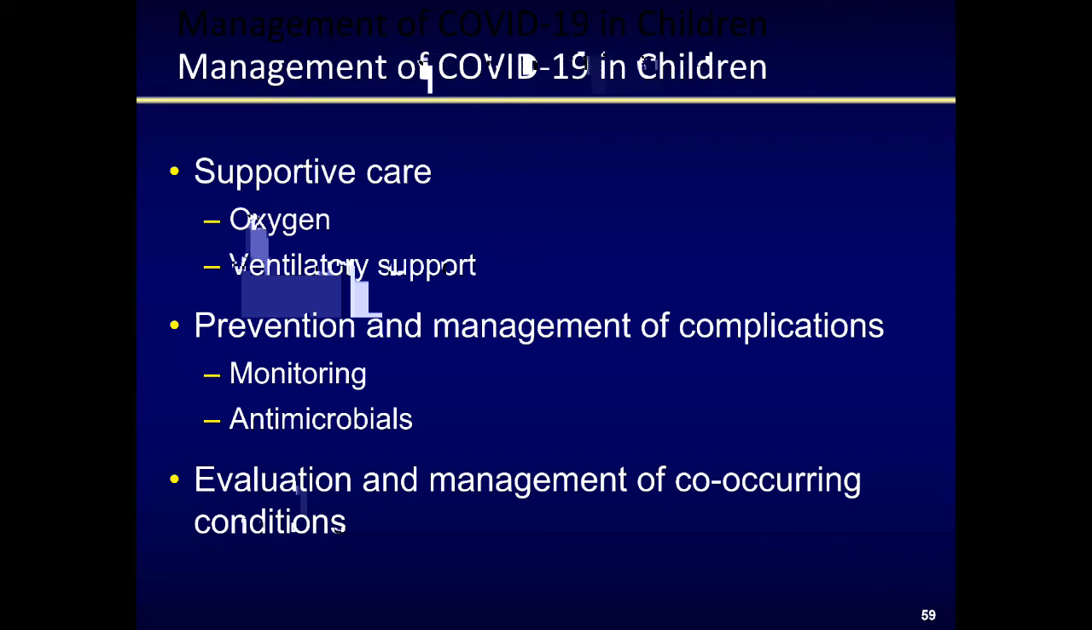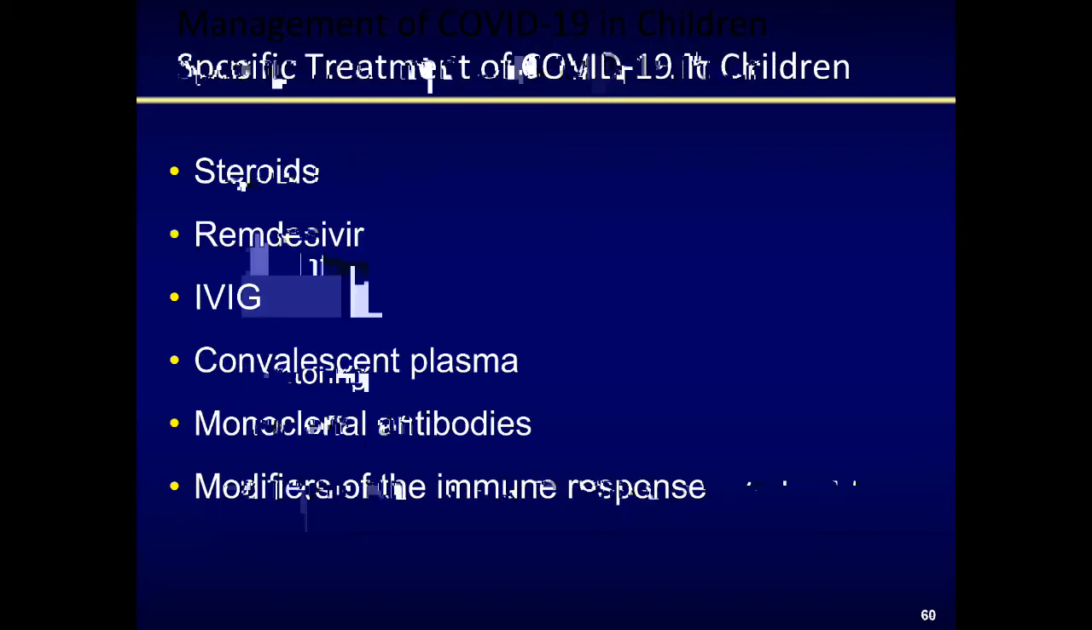So in the management of COVID-19 in children, what do we generally do? We give supportive care, so oxygen when needed and ventilatory support as necessary, prevention and management of the complications, including aggressive monitoring, use of antimicrobials when we find co-infections, and then evaluation and management of other co-occurring conditions.